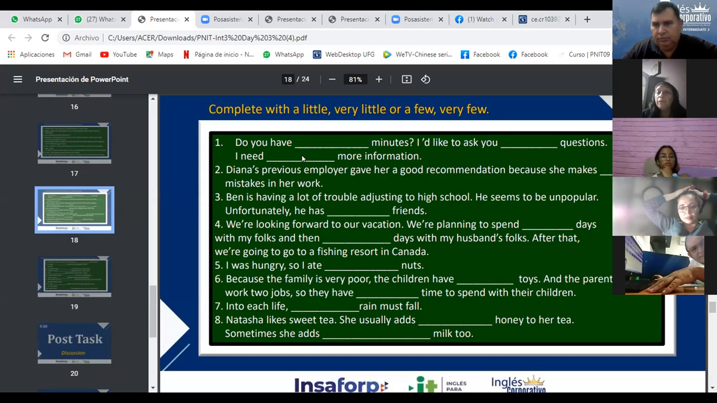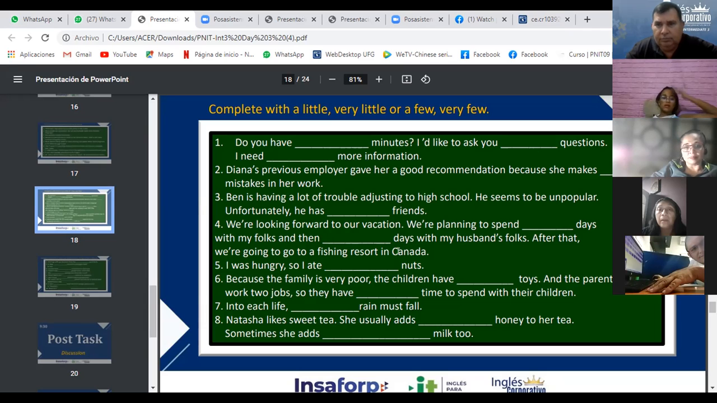We were looking forward to our vacation. We're planning to spend a few days with my folks, and then very few days with my husband's folks. After that, we're going to go to the fishing resort in Canada. A very few. Yes, correct.